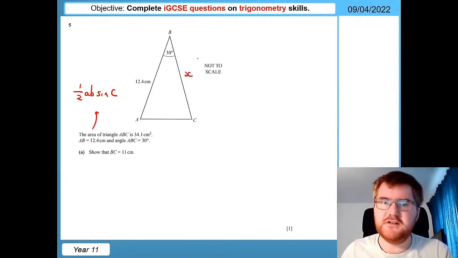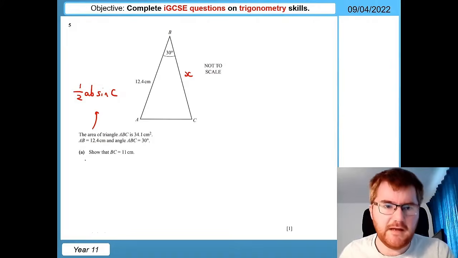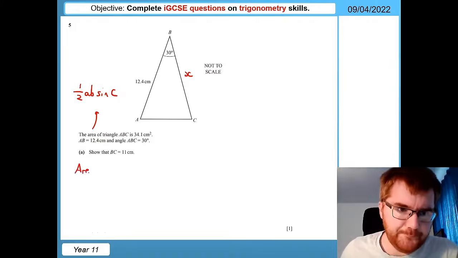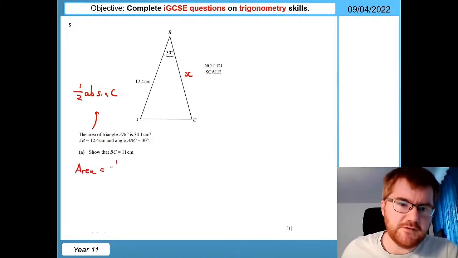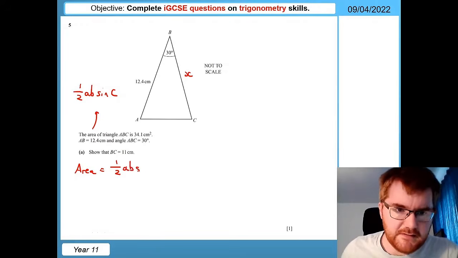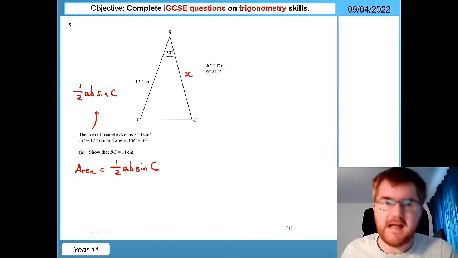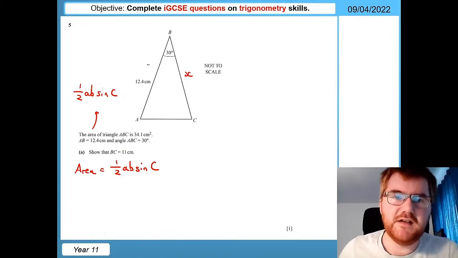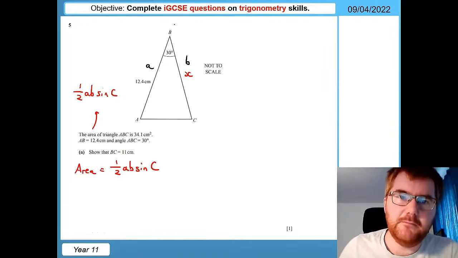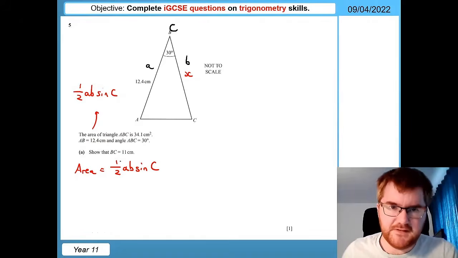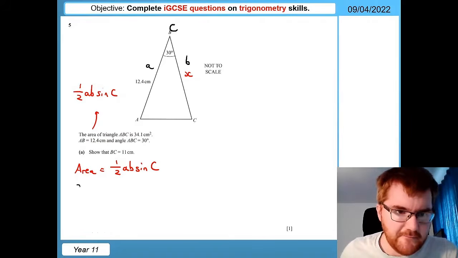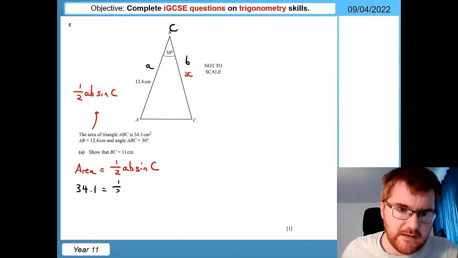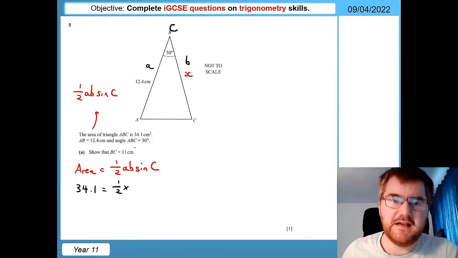So what I'm going to do is just use that area formula that we have. So area is equal to 1/2 ab sine C. And now let's just put in what we know. Well, these are the two sides a and b, and this is the angle in between, so C. So if we substitute this in, well, 34.1, that's our area of the triangle, is equal to 1/2 times, well, a is 12.4.